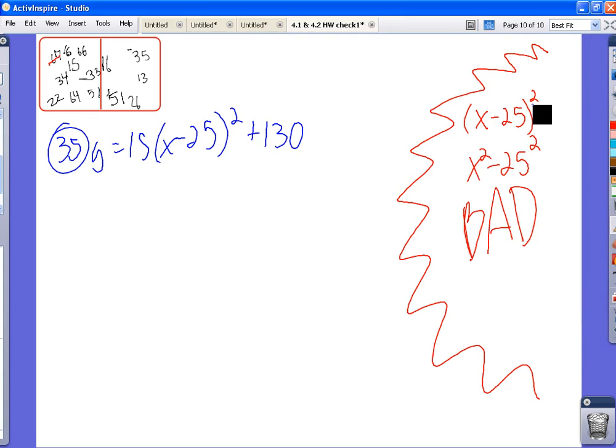Not double everything. Multiply by itself. Multiply the thing that you're squaring by itself. What are you squaring? You're squaring x? No, you're not squaring x. You're not squaring negative 25. You're squaring this, and this should get multiplied by itself. So here is this multiplied by itself.